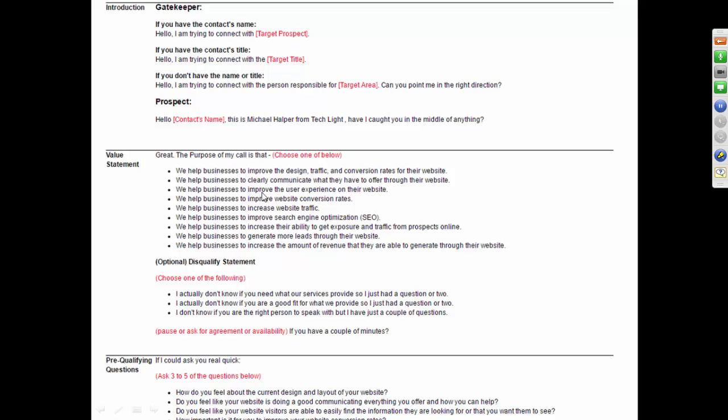So right after I say how I help, I'm going to say something like, hey, you know what, I don't know if you guys are a good fit for what we do, so I was just calling with a question or two. It's a slight takeaway of the benefit that I offered. And then once I do a takeaway, it's kind of a push-pull effect, and then I'm going to jump into asking them a couple of questions. But if I could ask you real quick, how do you feel about your current design of your website and layout?